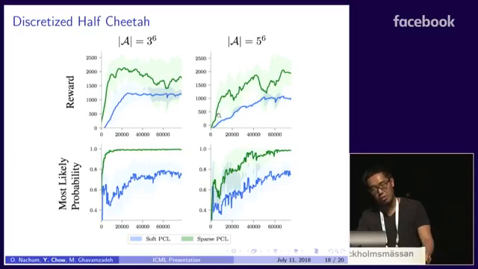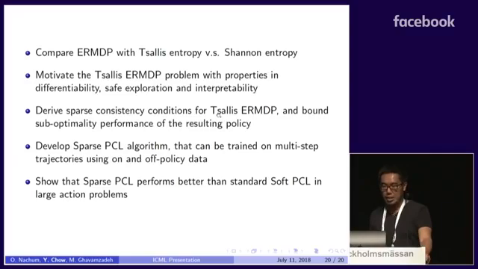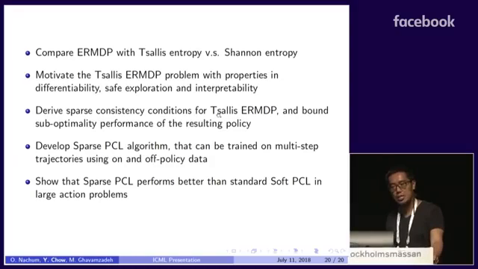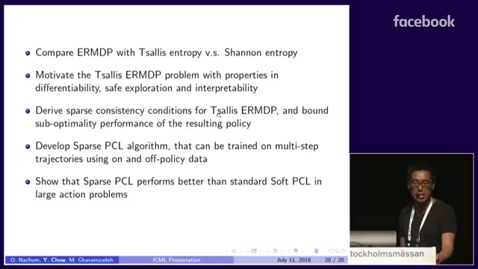So to sum up, in this talk, we talk about the ERMDP through Tsallis entropy and Shannon entropy. And we also try to compare them in terms of differentiability, safe exploration, and interpretability. Furthermore, we also talk about the consistency conditions and how we can develop sparse PCL algorithms for that. And finally, we showed empirically the effectiveness of these sparse PCL algorithms through large action space. So this is the end of the talk.